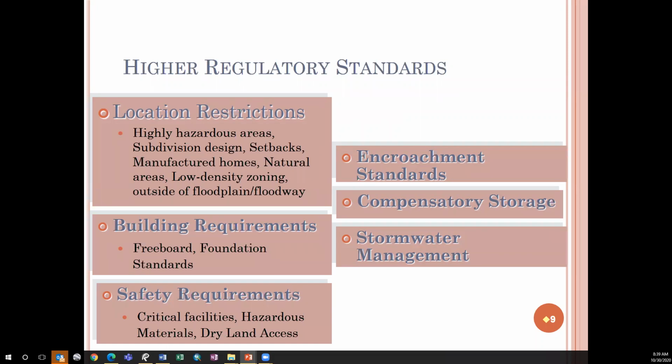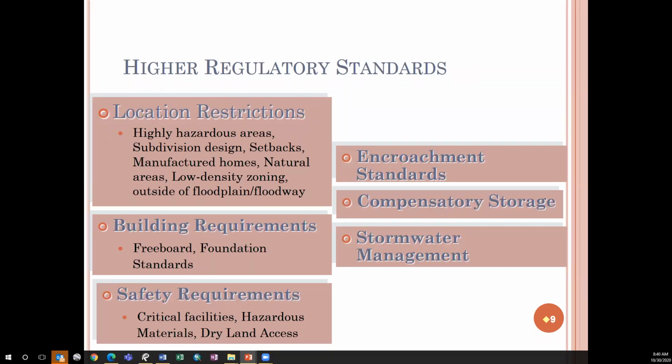What are some examples of higher regulatory standards? So location standards, you can prohibit any construction in highly hazardous areas, or you can prohibit critical facilities from floodplains outright. You can require critical facilities having additional freeboard. You can require setbacks, etc.